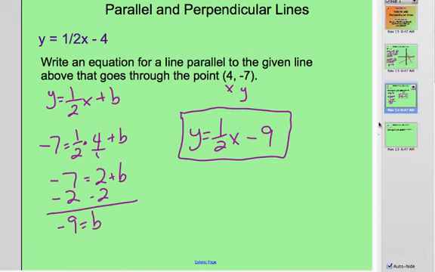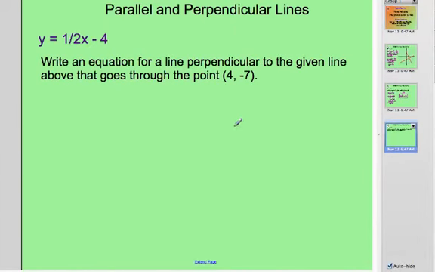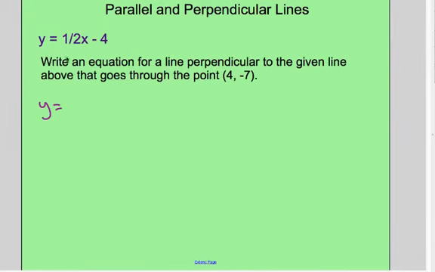Same thing happens when you want to find the line that is perpendicular, except now I know that my equation has to be opposite. This is a positive, so it has to be negative. And I need it to be the reciprocal fraction, or 2 over 1 x. And again, I don't know what the y-intercept is. So I do the same thing I did before. Plug in my x and my y from up here. -7 equals -2 times 4 plus b.